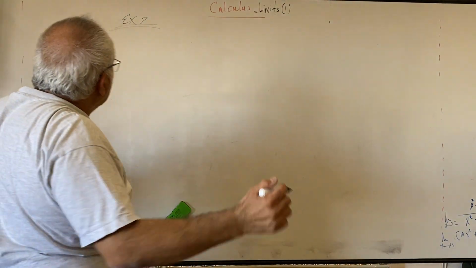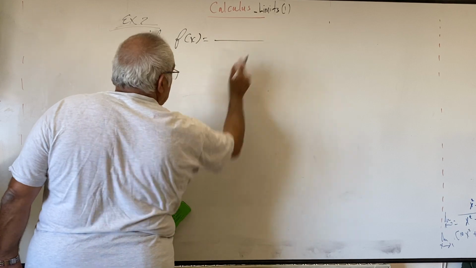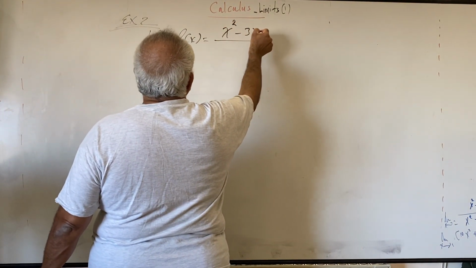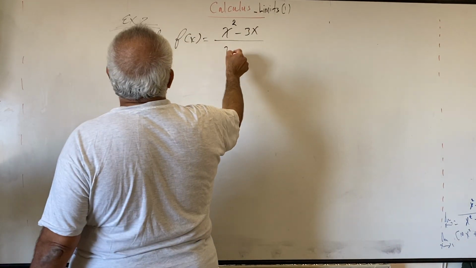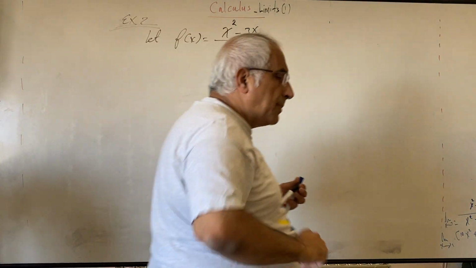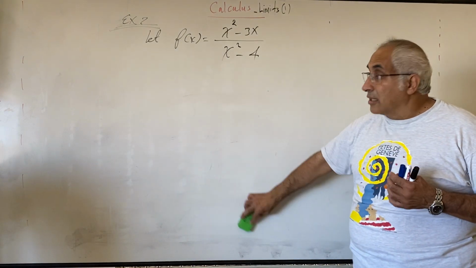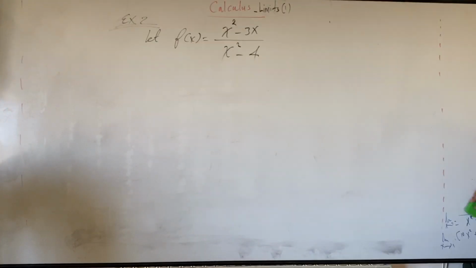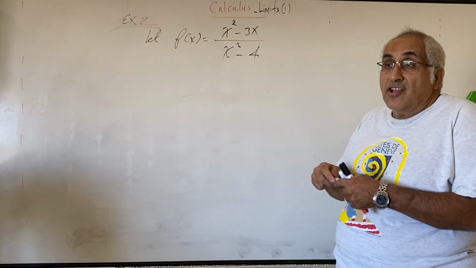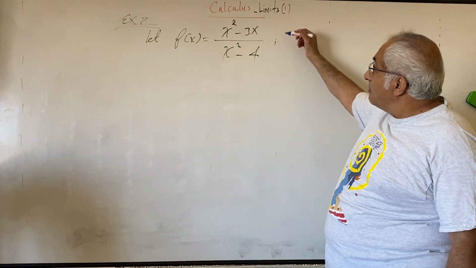Let's give a function. Let f of x equals, it doesn't have to be a polynomial, x squared minus 3x, divided by x squared minus 4. This example is a bit long, but it's going to cover lots of concepts. If I were you, I'd try to be slow, and at the same time make sure that you know what's going on. Let me see if the answer exists right away or not.